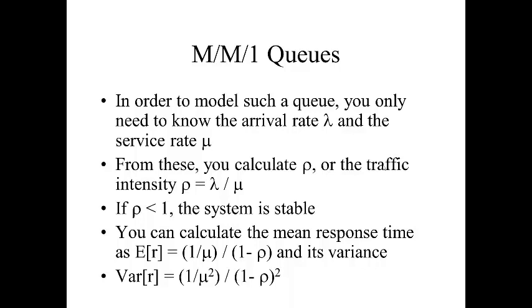You can calculate the mean response time as 1 divided by mu, divided by 1 minus rho, and you can calculate its variance as 1 divided by mu squared, divided by 1 minus rho squared. So that'll give you both the expected response time and its variance. And again, M/M/1s are the simplest type of queues. They can get far more complicated than this.